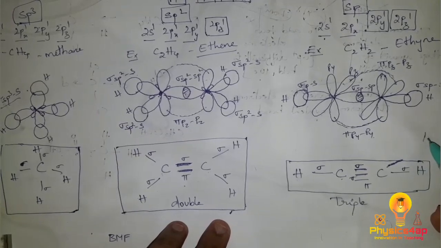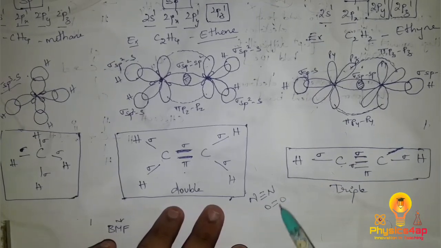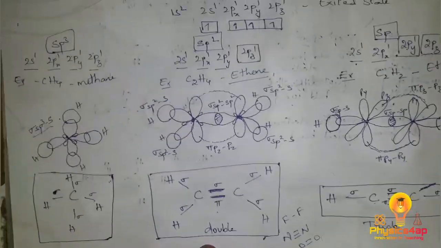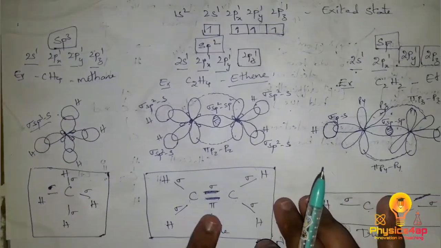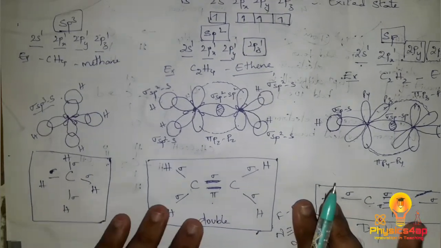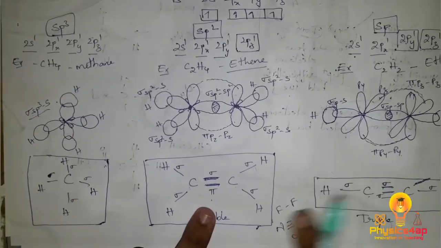If we take nitrogen, nitrogen can form a triple bond, oxygen can form a double bond, fluorine can form a single bond, but a single carbon atom can form a single bond, a double bond, and a triple bond. So that is one of the versatile natures of carbon. It can form a single bond, a double bond, as well as a triple bond.